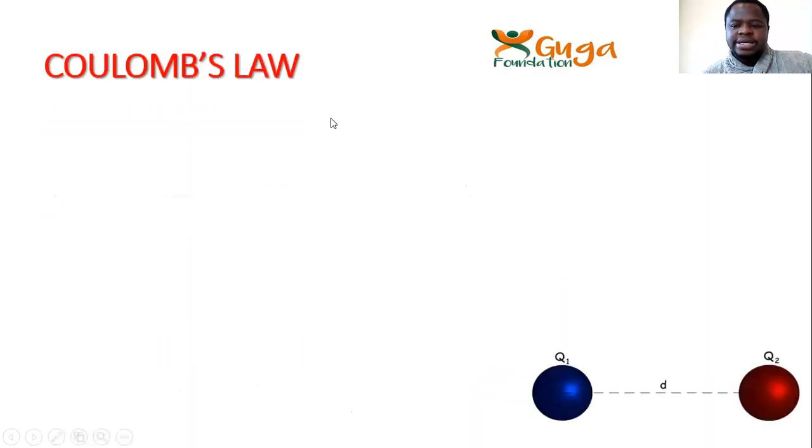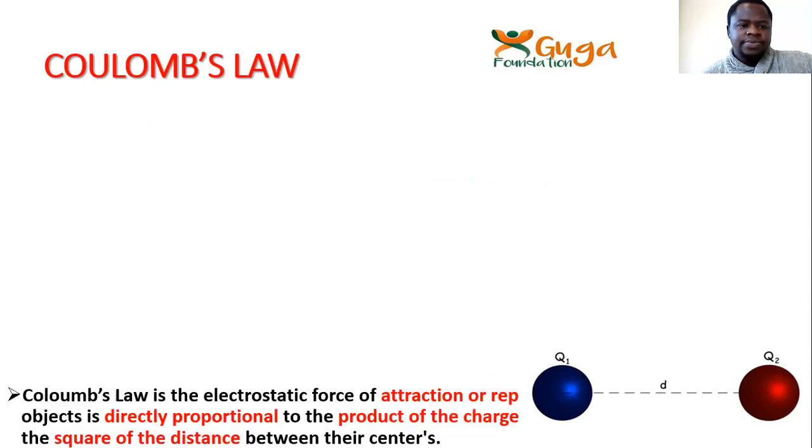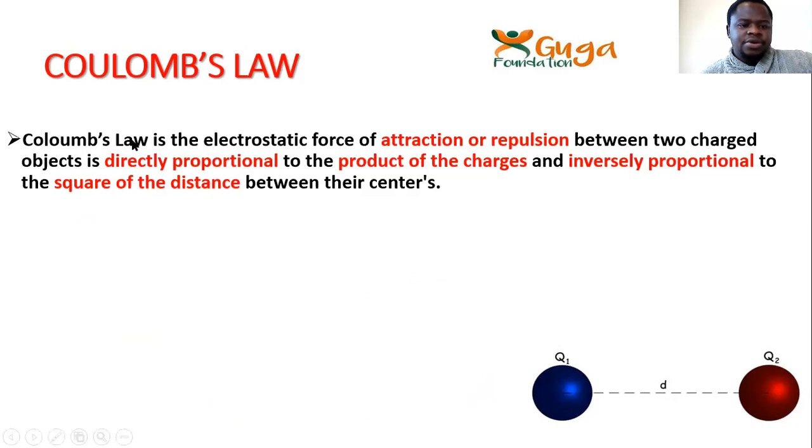Now let's look at Coulomb's law. Coulomb's law says the electrostatic force of attraction or repulsion between two charged objects is directly proportional to the product of the charges and inversely proportional to the square of the distance between their centers.